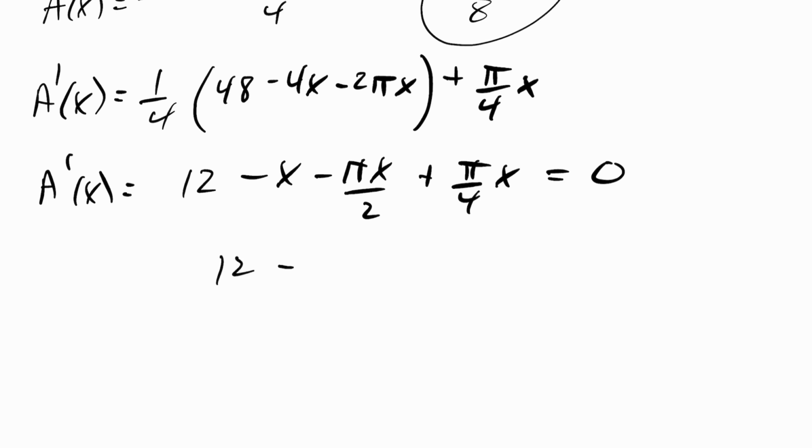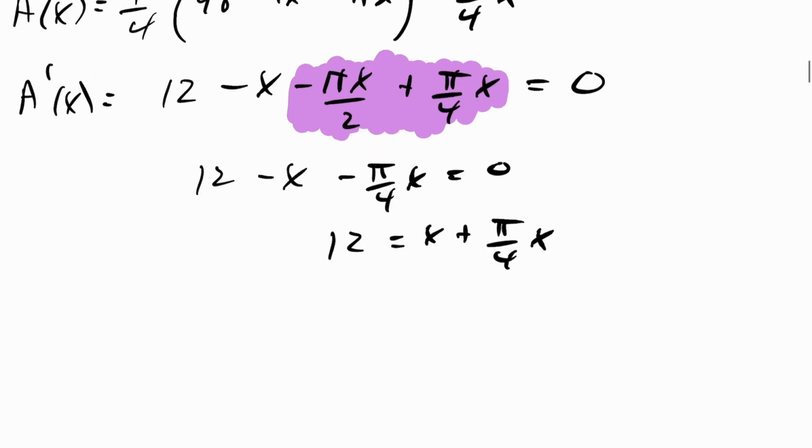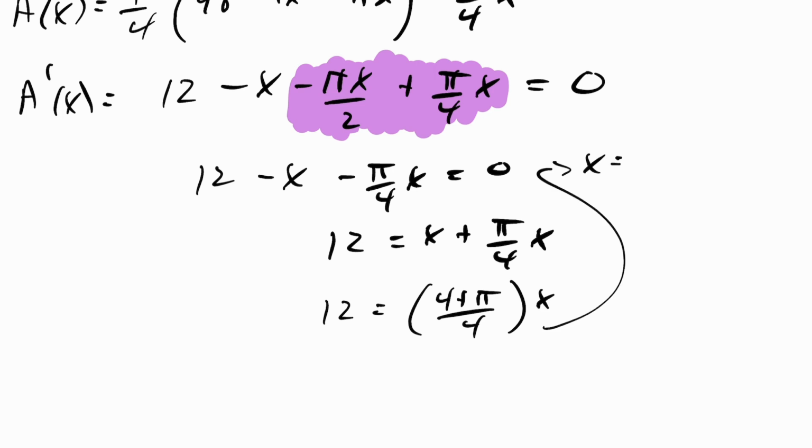We can simplify this up a bit. I can see here that negative pi over 4 plus pi over 4 is going to end up being minus pi over 4 x equals 0. Isolating here, I'll bring the x's to one side and then collect these up a bit. If I collect these up, I'm going to get (4 plus pi over 4) x. And solving for x here, I get my critical point of 48 over (pi plus 4). And now I have my critical point here.